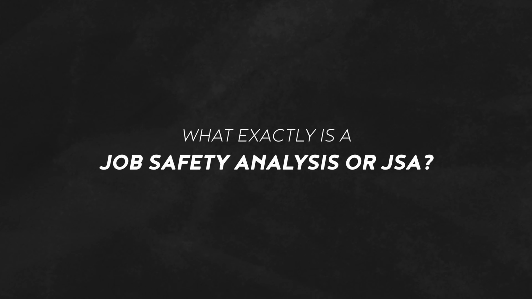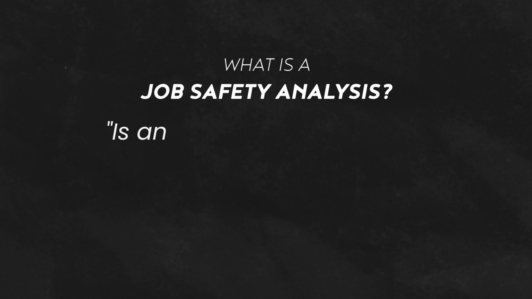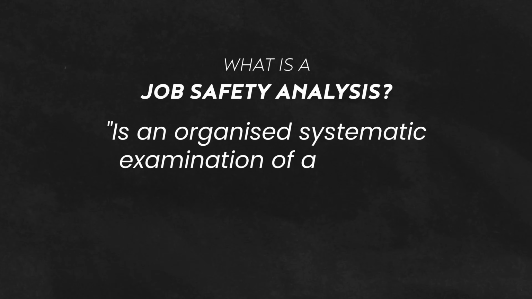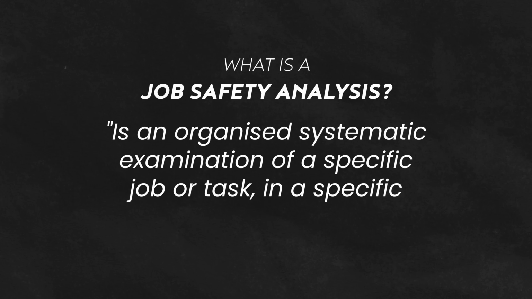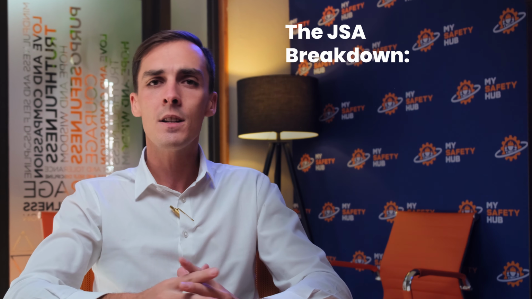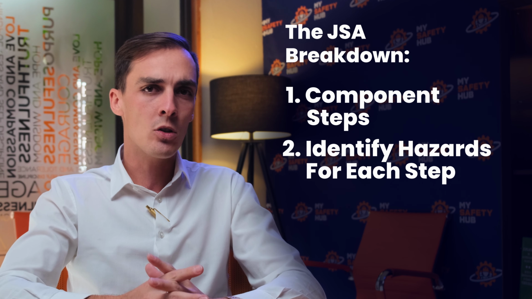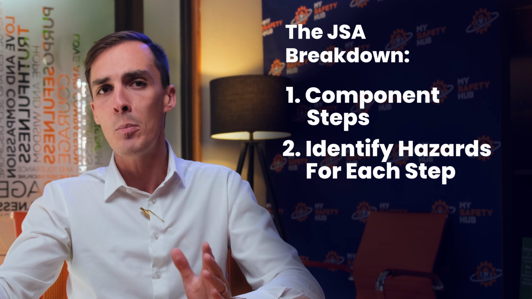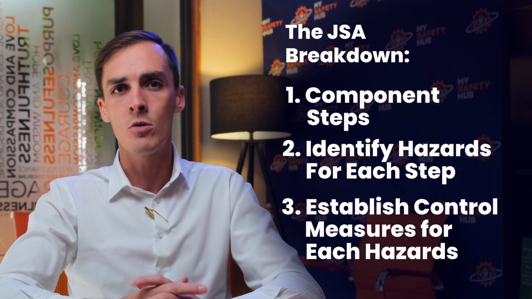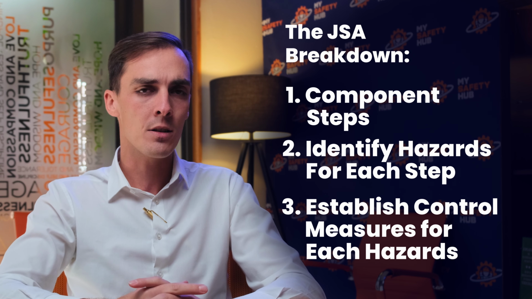So what exactly is a JSA? A job safety analysis, sometimes called a job hazard analysis or JHA, is an organized, systematic examination of a specific job or task in a specific location. It's much more than just paperwork. It's a proactive planning tool that ensures work can be completed safely. The JSA breaks down a job into component steps, identifies potential hazards associated with each step, and establishes control measures to eliminate or minimize those hazards.